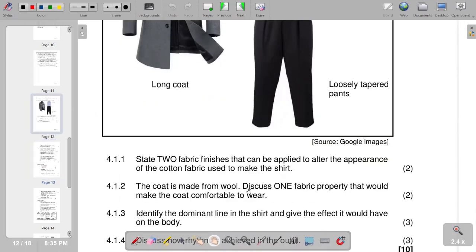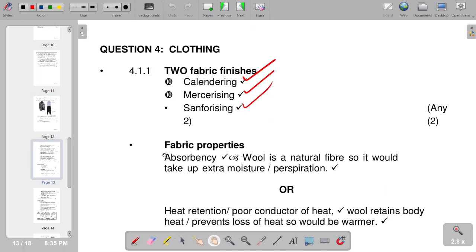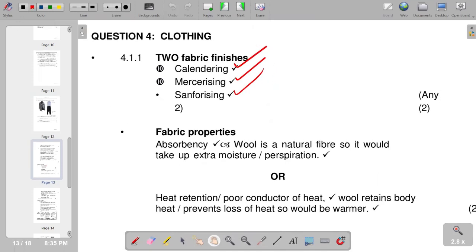The coat is made from wool. Discuss one fabric property that would make the coat comfortable to wear. So we see that these are the properties. Absorbency. Wool is a natural fiber, so it would take up extra moisture and perspiration, and then we've got an alternative response that you can give in terms of that.